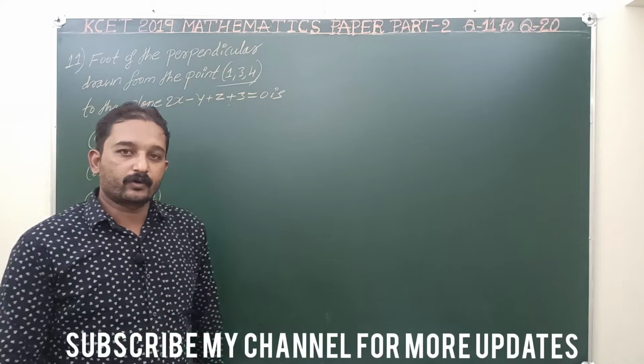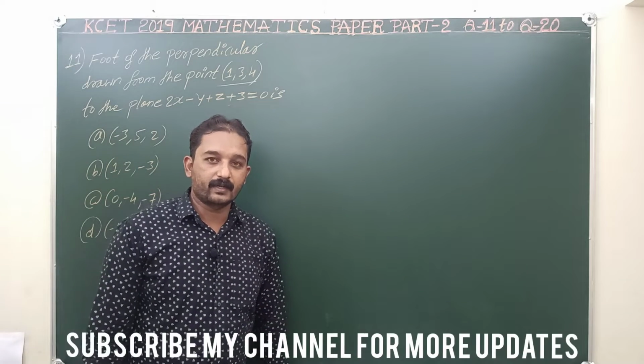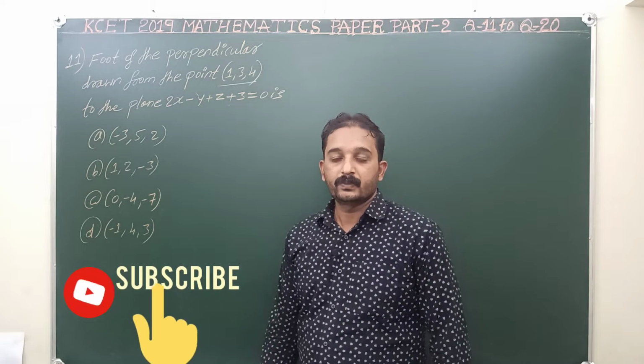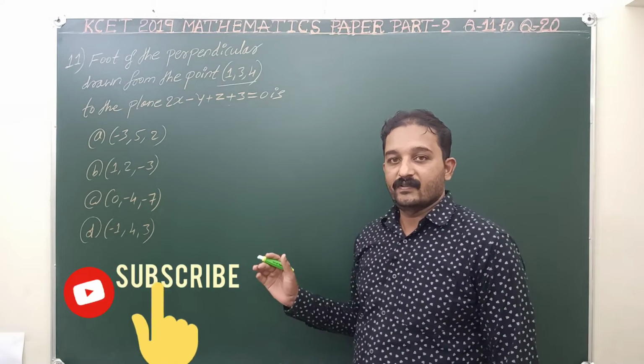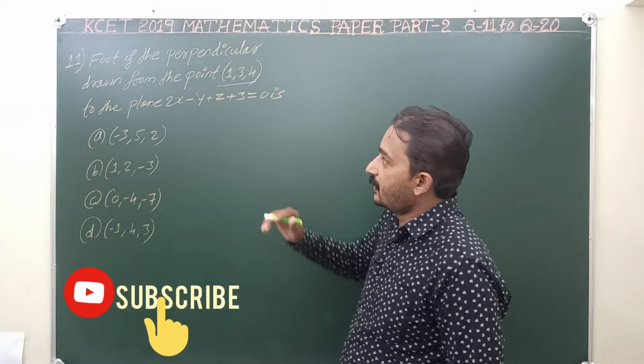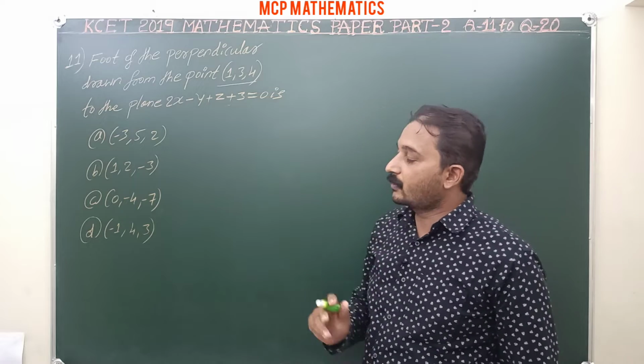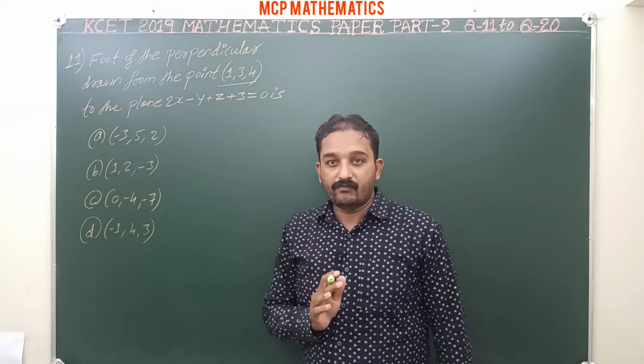In this video, I am going to solve KCET 2019 Mathematics paper part 2 from question number 11 to 20. So let us see the question of question number 11. In this case, find the foot of the perpendicular drawn from the point to the plane. So I am solving this question by using a formula.